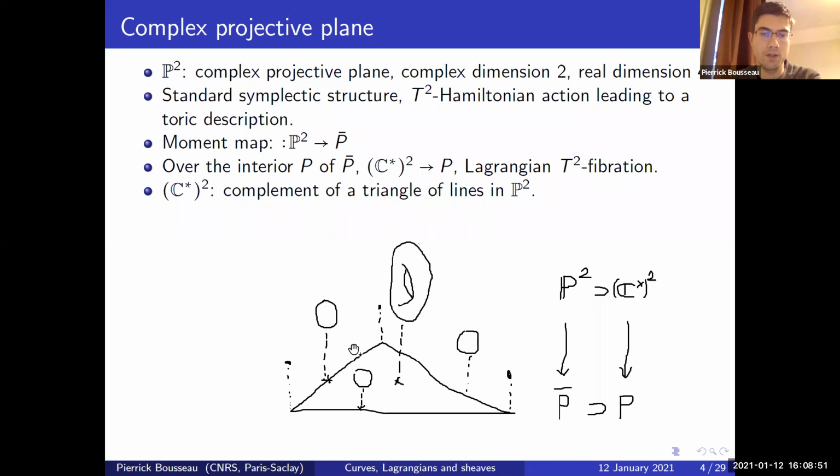And over the interior, you have (C*)^2, the complex 2-torus, which in this picture is realized as the complement of a triangle of lines in P2.